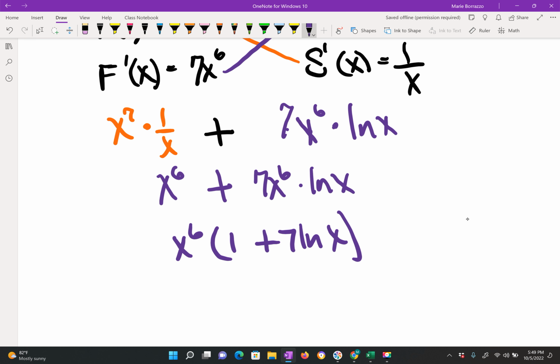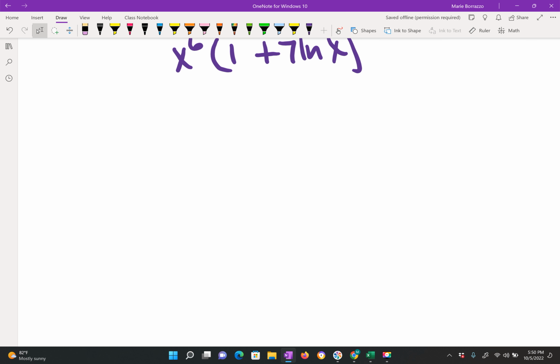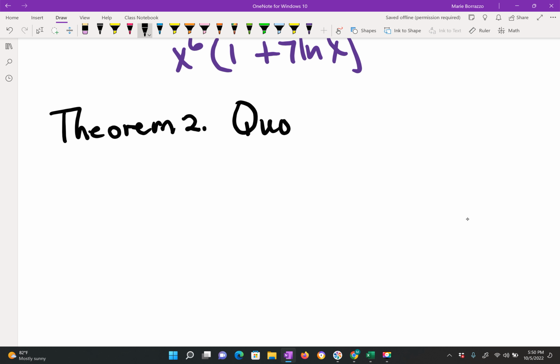You feel confident with that? Okay, let me continue. So I'm going to introduce a second way of doing derivatives, and in this case we talked about product rule. The next one is quotient rule. So this is theorem 2. This is quotient rule.